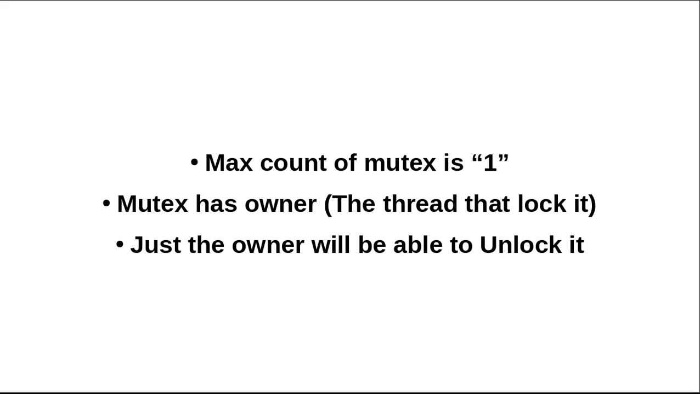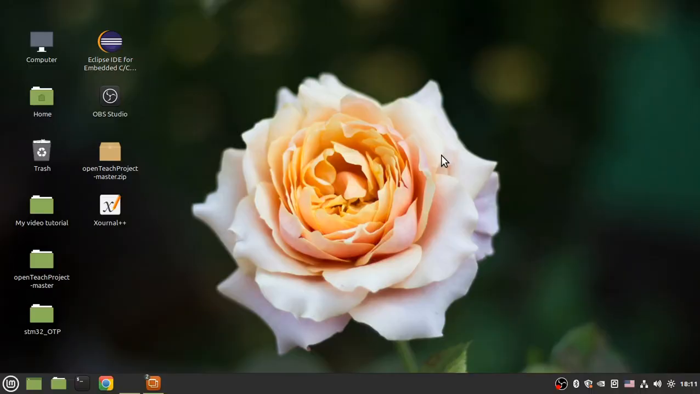Next, Mutex has an owner. What is the owner? The thread that locks it. And just the owner will be able to unlock the Mutex. This is the last difference. But to describe what the Mutex is, showing an example is the best way.